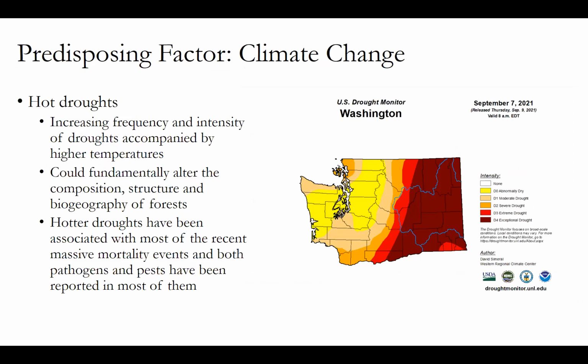So these hot droughts we've been experiencing are of great concern. The eastern portion of Washington is in an exceptional drought. This is the first time in the history of this drought monitor that I'm showing on the screen that Washington has ever entered an exceptional drought. I expect that we're going to see a lot of mortality in our forests the next several years due to this drought and the associated disturbance interactions.